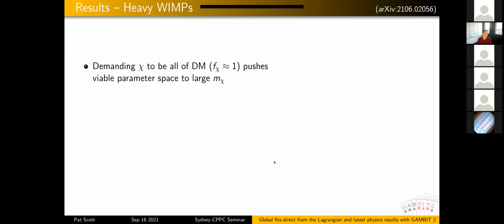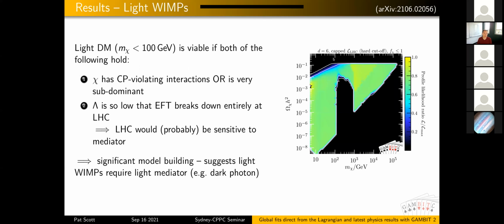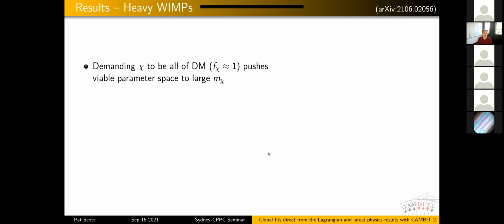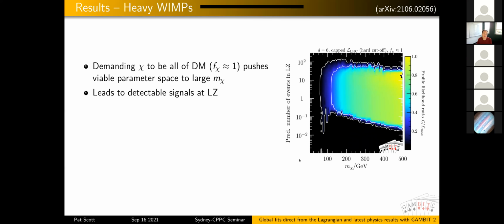So yeah, there are also some interesting results for heavy WIMPs. What I showed here was also using the relic density as an upper limit, right? So I'm allowing very low relic densities. If you demand that this Dirac particle chi has to be all of dark matter, you get pushed up to very large dark matter masses. The neat thing there is that this leads to detectable signals at LZ.